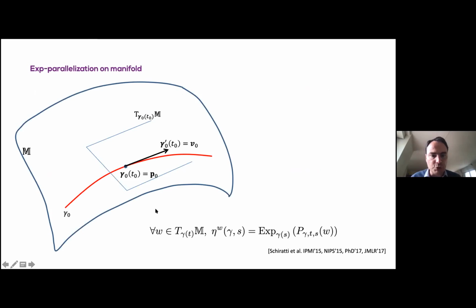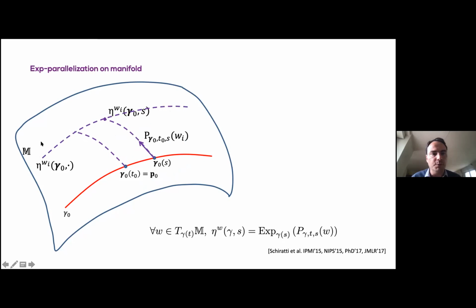So what is the Exp-parallelization in a manifold? If we have a geodesic on a manifold, which is characterized by 1 point and 1 velocity at 1 time point, then to parallelize this curve, we choose one vector in the tangent plane of this point, and then we take the exponential map in that direction to give this point on the manifold, and then we parallel transport this vector along the geodesic to find another point here. If we do that continuously, we build another curve on the manifold, which is what we call the Exp-parallelization of the geodesic on this manifold.